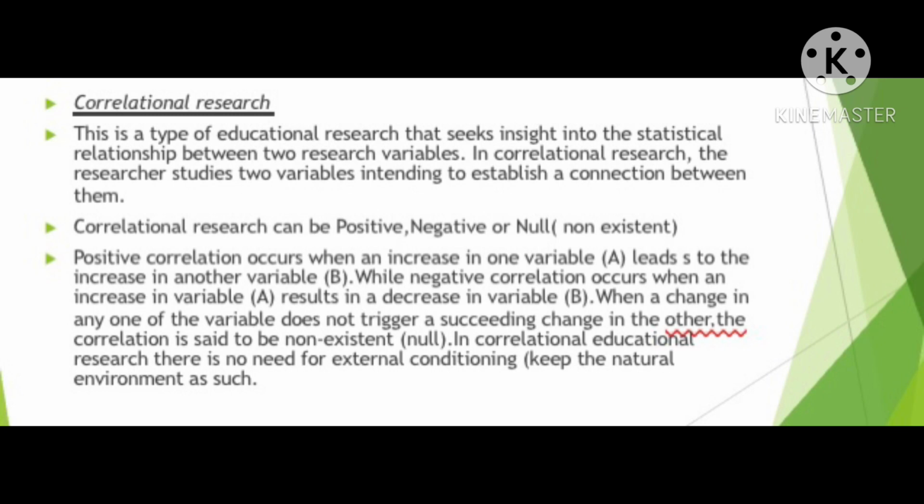Whenever A increases, variable B decreases. So we can say that there is a negative correlation. One increases, the other decreases, so there is a negative correlation. Sometimes there is no correlation at all, a null correlation. That means if variable A increases or decreases, there is no change in variable B. This type of study is known as correlational research. So in the text it is given that correlational research can be positive, negative and null.